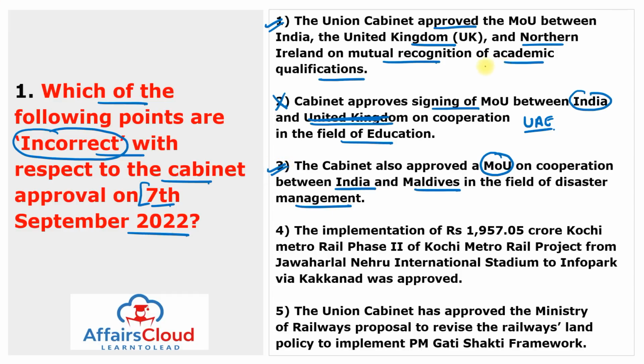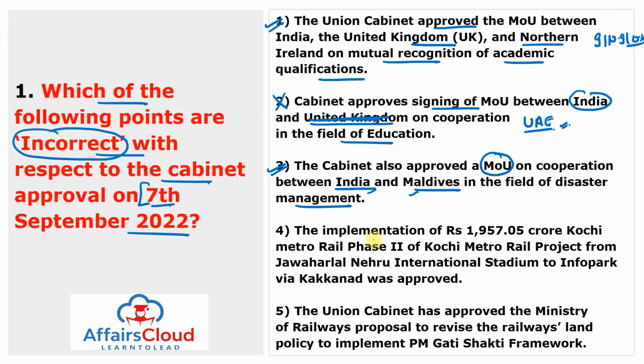Mutual recognition of academic qualification, it is tripartite pact. It is in between India, Northern Ireland and United Kingdom. Next, in the field of education, it was signed between India and United Arab Emirates, and in the field of disaster management, India and Maldives.